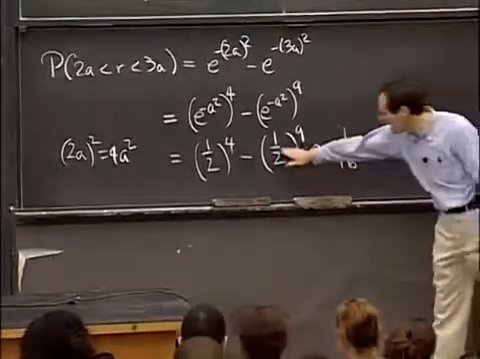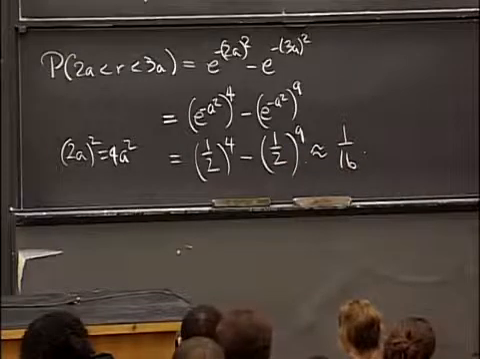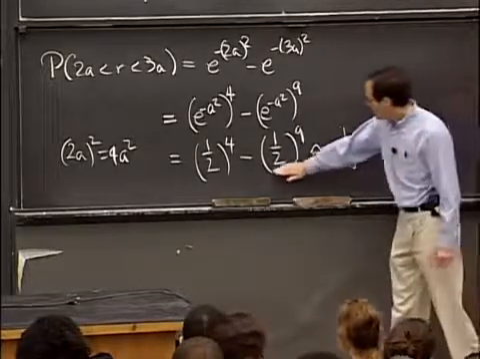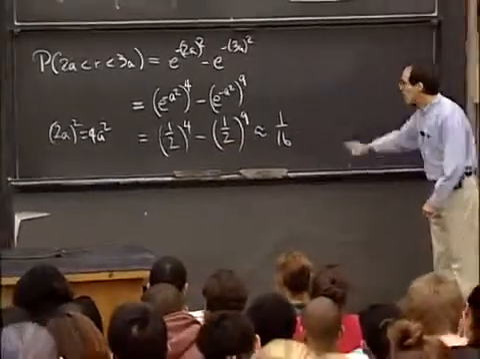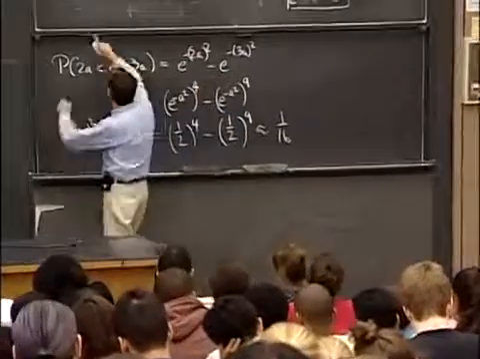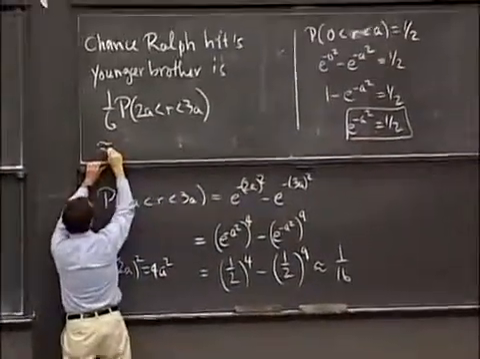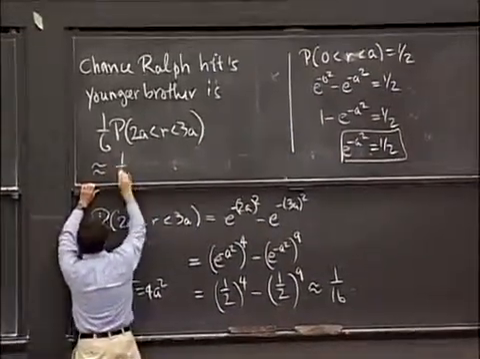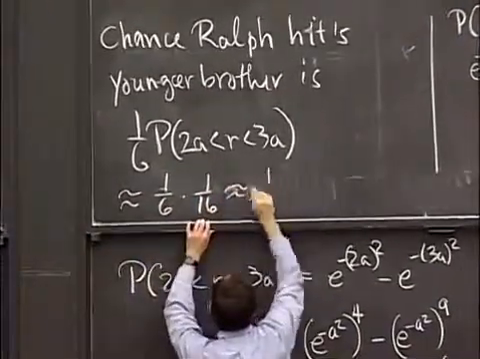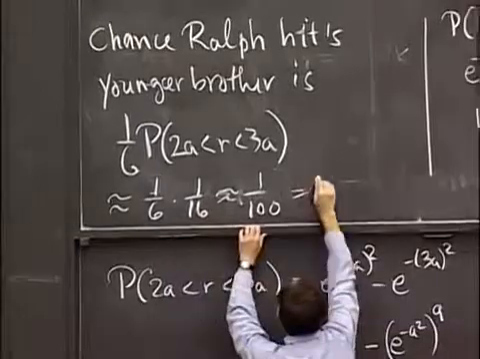The second term is negligible, and this is actually why these tails, as you go out to infinity, don't really matter that much. So this is a much smaller number. So the probability of the whole band is 1/16. And now I can answer the question up here: this is approximately a sixth times a 16th, which is about 1/100th, or about 1%.